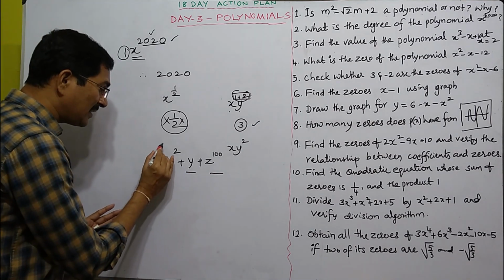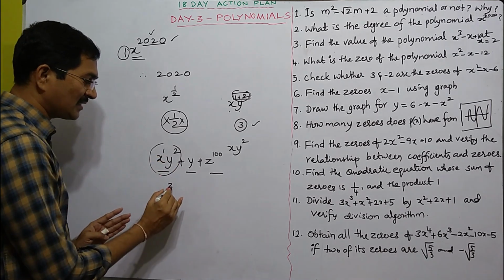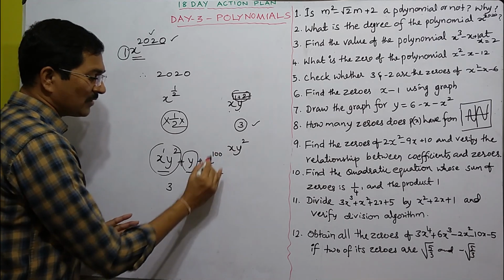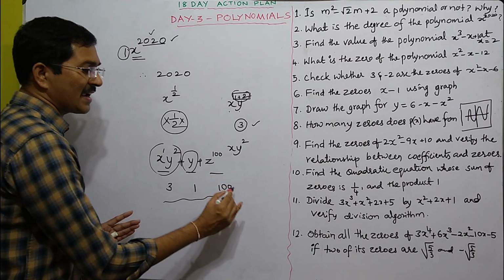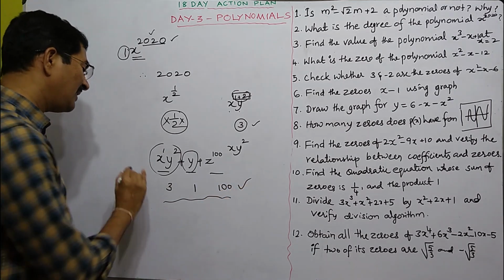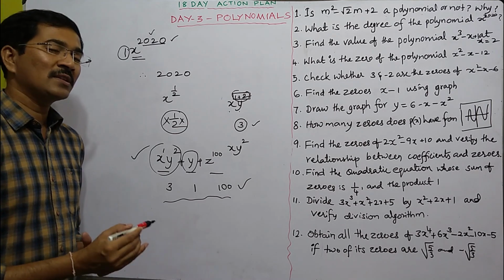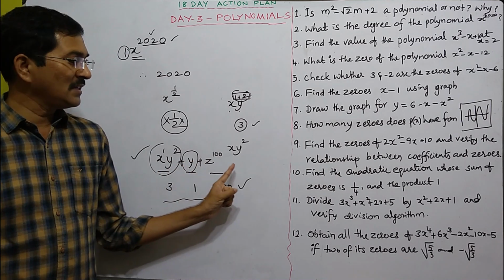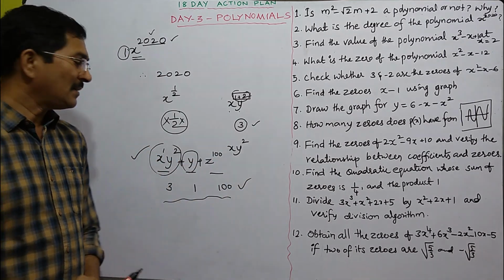So what is the degree of this term? 3, because 1 plus 2 is 3. What is the degree of this term? 1. What is the degree of this term? 100. Of these all, you take the highest one as the degree of this equation or expression. So we do the same in an expression as well as an equation. We calculate the degrees of individual terms and the highest of them we consider as the degree of the polynomial.